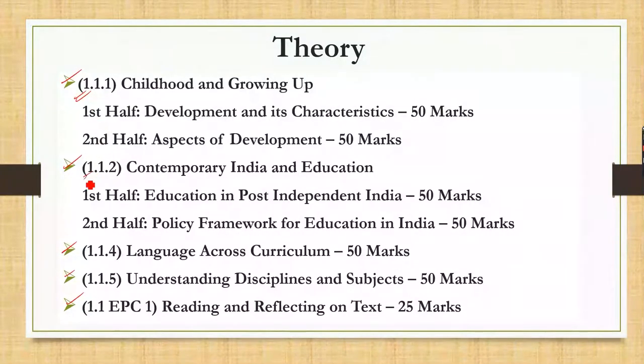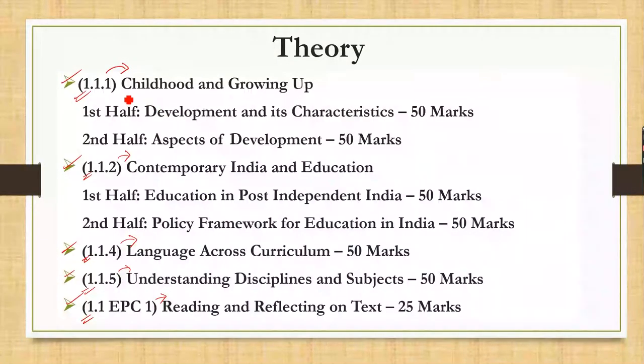So first of all, you see a set of numbers here that may look quite confusing: 1.1.1, 1.1.2, 1.1.4, 1.1.5 and 1.1 EPC1. So these numbers are nothing but they are course codes. Okay, they are the code for the course that you have to study, and 1.1.1, for example, is the code for the course which is childhood and growing up. Likewise, 1.1.2 is the course code for the course which is contemporary India and education. 1.1.4 is the course code for the course language across curriculum. Likewise, you have the other 2 here. Okay, now these are the 5 courses or the 5 subjects that you need to study.